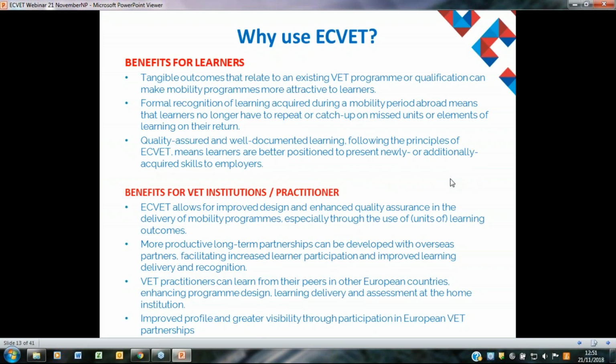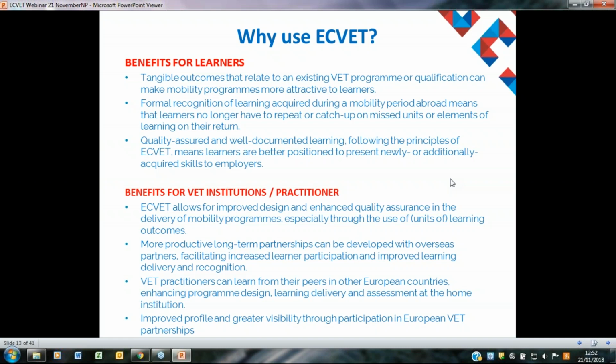And there are benefits for you. Why should you do it? I've used this word structure and focus. It allows you to, by using the documents such as the Memorandum of Understanding, to clearly identify and design programs of learning which both you and your receiving organization understand. Because you're dealing in a partnership, it means that productive long-term partnerships can develop.